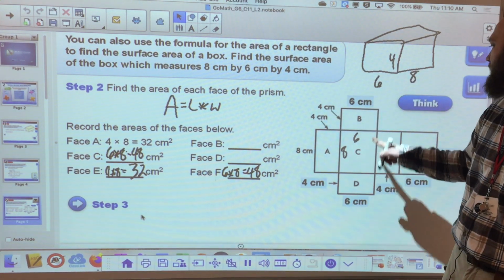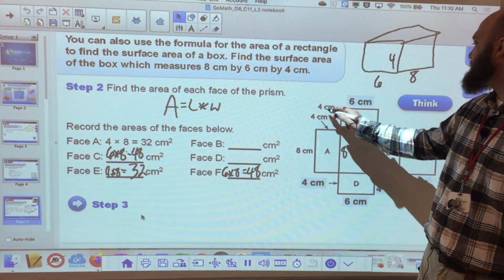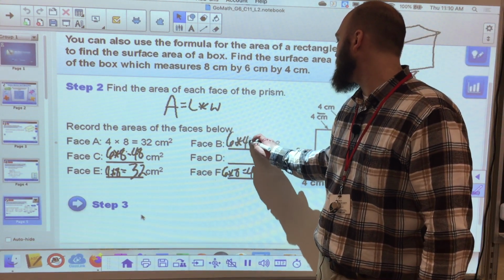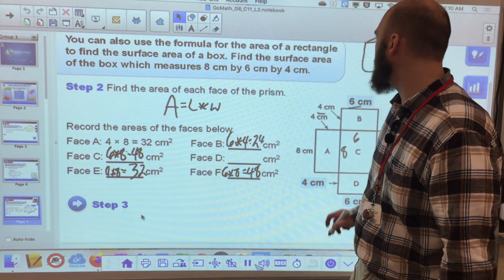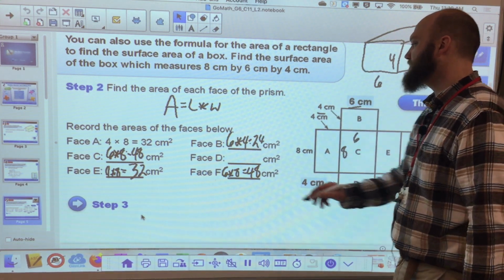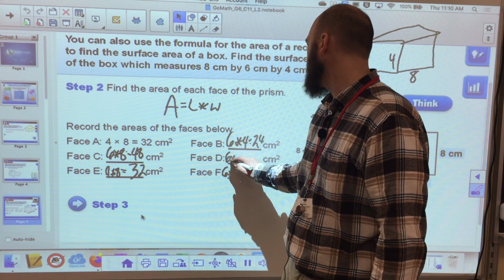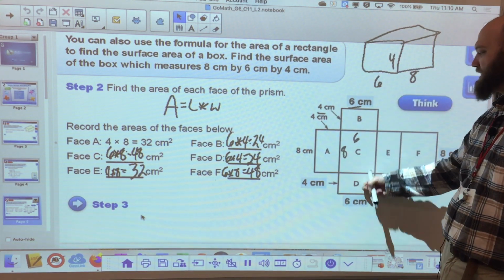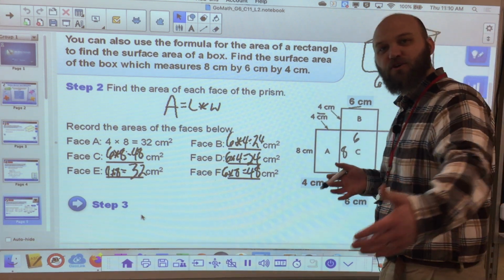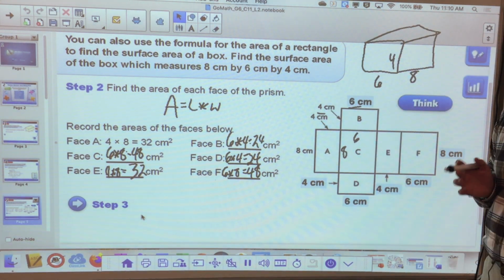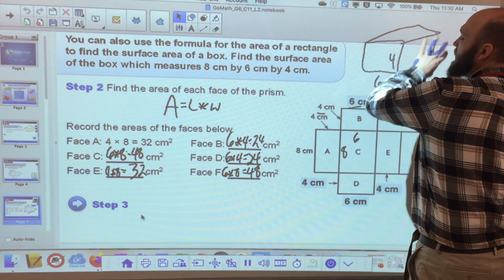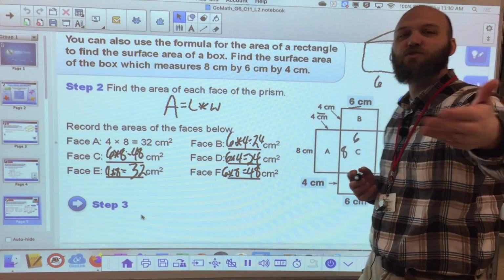And now I'm left with B and D. Well, I see that it is 6 times 4, which is 24 centimeters squared. And if B is 24 centimeters squared, D is 6 times 4, which is 24 centimeters squared, because they're opposites right here. So if you're somebody who likes to draw your net, draw it. If you're somebody who likes to look at the three-dimensional shape and then just figure out 3 of them and then double that, then do that as well.